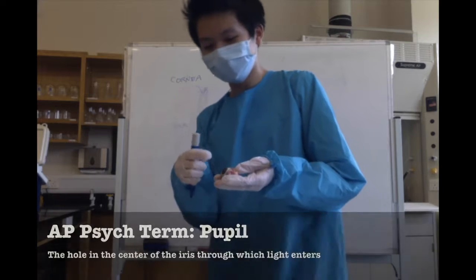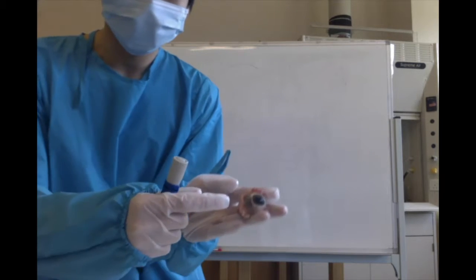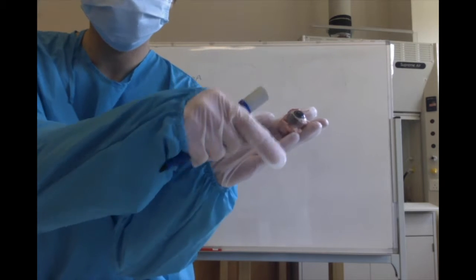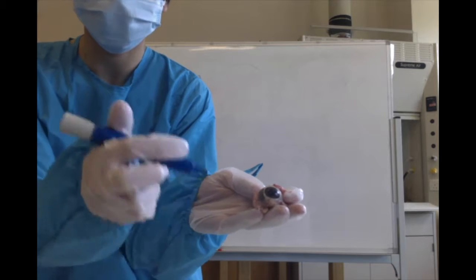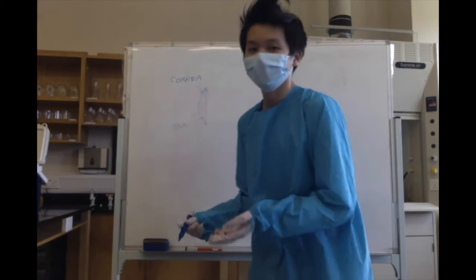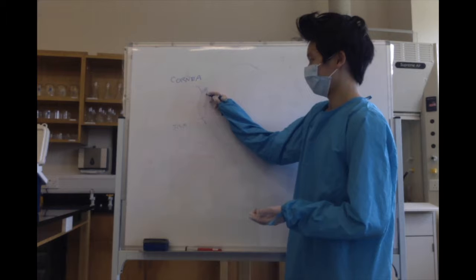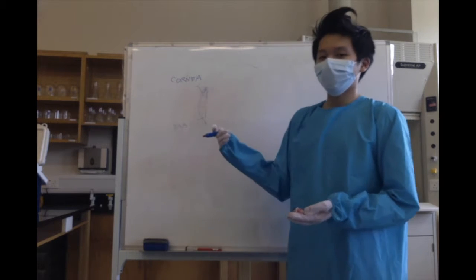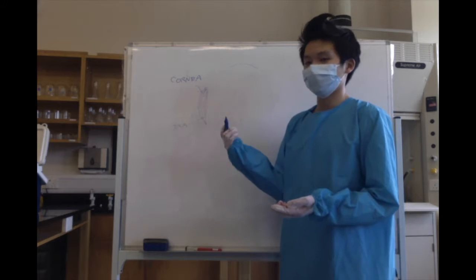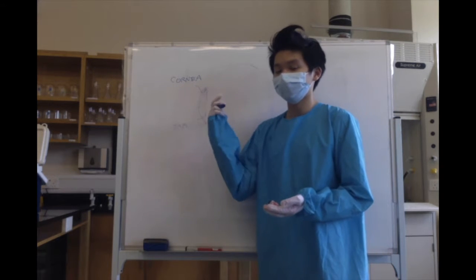So if you can see here, the dome-shaped structure is the cornea, and then right behind that are the lens and the pupil and so on. So an interesting fact about the iris is that it actually has a unique pattern in every human being. So even identical twins will have different iris patterns.